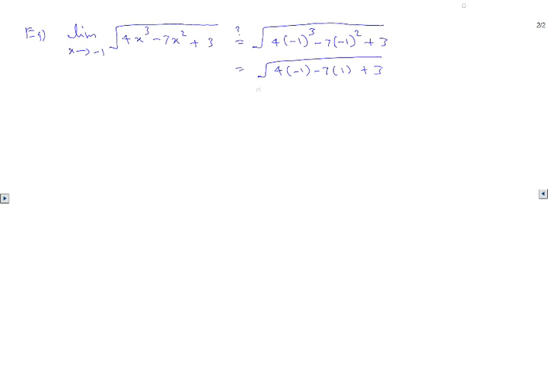So what do you get? You can see that this is -4 - 7 + 3. Right? So how much do you get? You get square root of -8. Is this a real number? Not really. So in that situation, we actually don't know whether the limit exists as a real number.